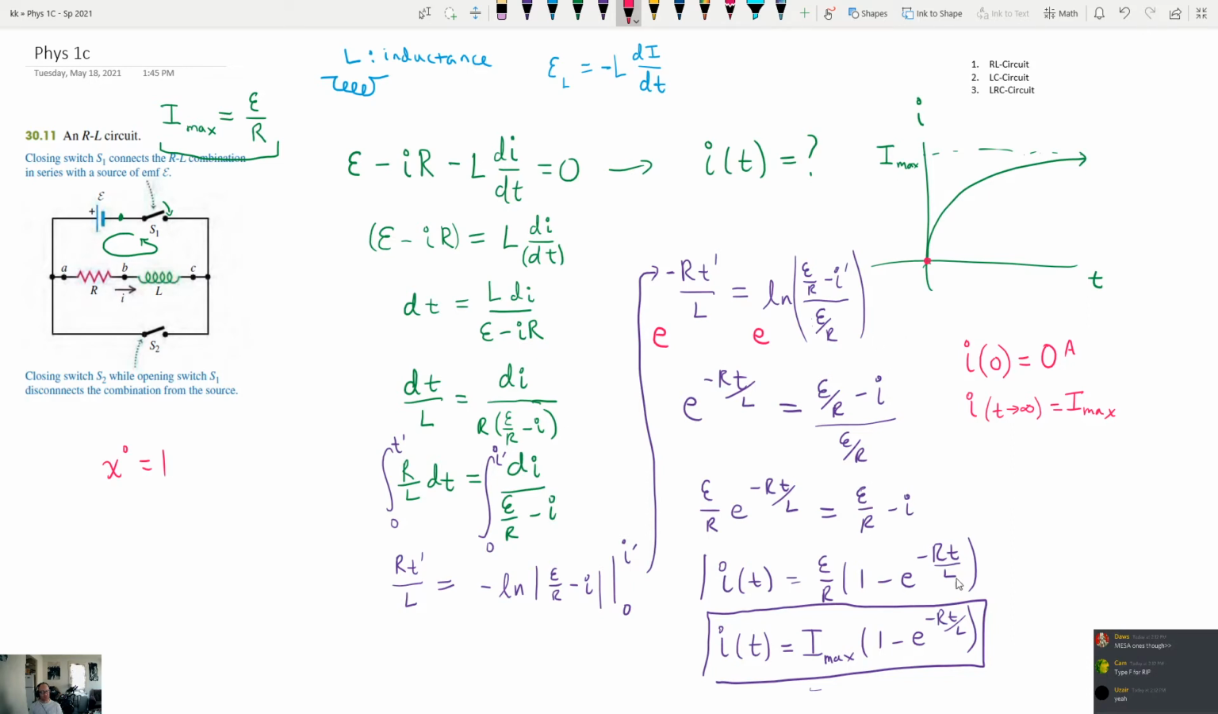The other thing we could do with this circuit is define a time constant, just like we did with RC circuits long, long ago. In this case, our time constant is going to be L over R. What that makes the equation look like is I of t is equal to I max times 1 minus e to the negative t over tau. We call this the time constant, an RL time constant.